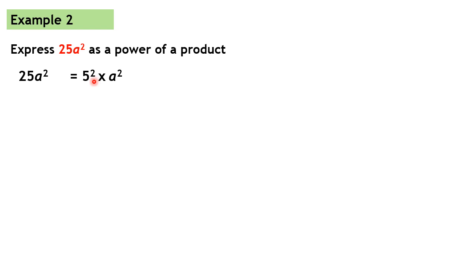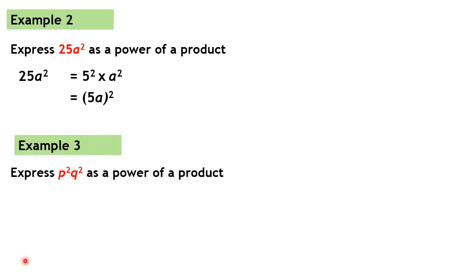Let's write this in power of a product form. So here 5, here a, 5a, complete power 2. So the product of powers is expressed here as a power of a product. So 25a squared is equal to (5a) whole thing squared.